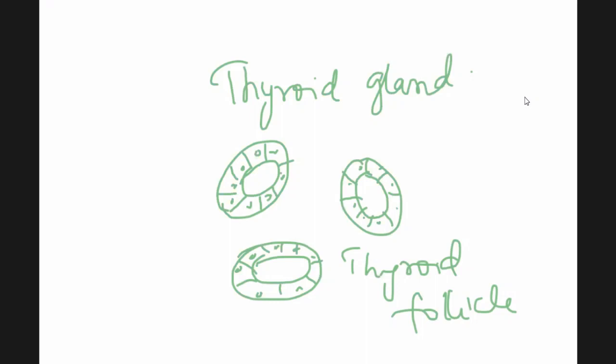At that time, you must recollect these examples: which epithelium is in which part of the human body. When you go to the kidney, you must say Bowman's capsule has squamous epithelium. PCT has cuboidal epithelium with brush border. DCT, that is distal convoluted tubule, has cuboidal epithelium without brush border. Very good.